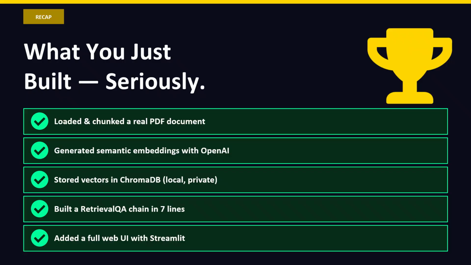Let's pause for a second and just appreciate this. You loaded and chunked a real PDF document. You generated semantic embeddings with OpenAI. You stored vectors in ChromaDB locally, privately. You built a retrieval QA chain in 7 lines of Python. You added a full web UI with Streamlit. That's a complete end-to-end RAG application. 6 months ago, building something like this would have taken a team of ML engineers weeks.